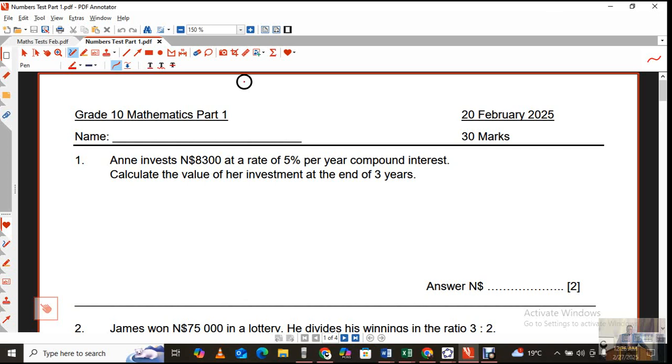Hi, this is another short test based on numbers and operations, about 30 marks worth. Right, so let's delve right into the first question.